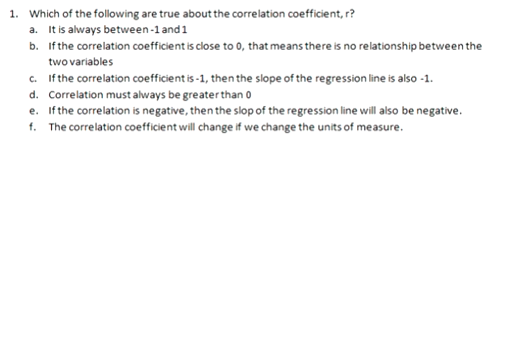In problem 1, we're trying to figure out which of the following properties about the correlation coefficient are true. The first statement says that correlation is always between -1 and 1. This is a true statement.